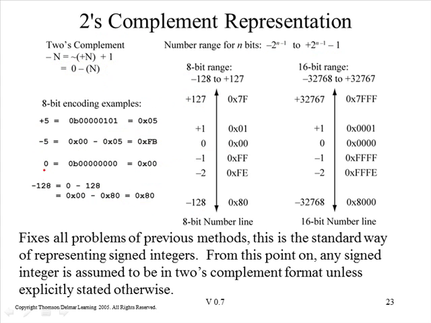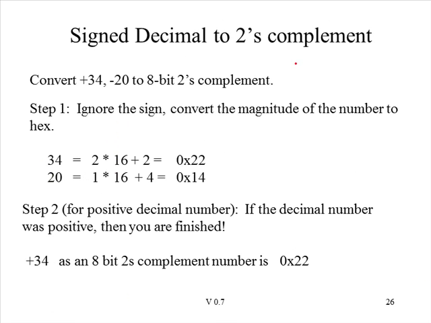We only have one 0, and we can use a standard binary adder for adding or subtracting 2's complement representation. For example, a plus 5 and a minus 5, if we add these together, will give us a 0. Let's cover the steps for converting a signed decimal number to its 2's complement representation. So we'll convert a positive 34 and a minus 20 to its 8-bit versions.